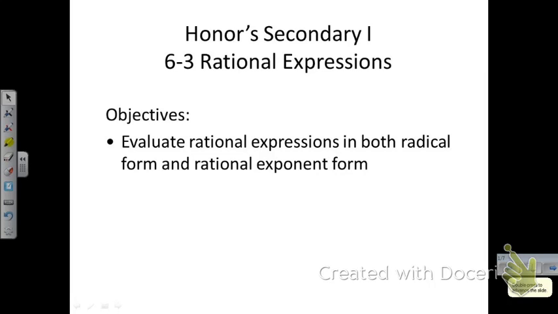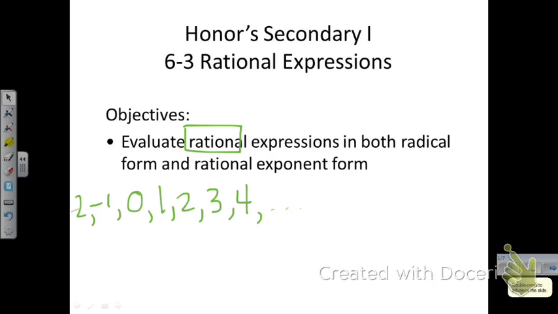Alright, in 6.3 rational expressions, before we start this assignment or these notes, I want to talk about what it means to be rational. We've talked about these numbers, 1, 2, 3, 4, and so on. These numbers are known as the natural numbers. We add 0, we get whole numbers, we add negatives, we get integers, and then the next set of numbers are known as rational.